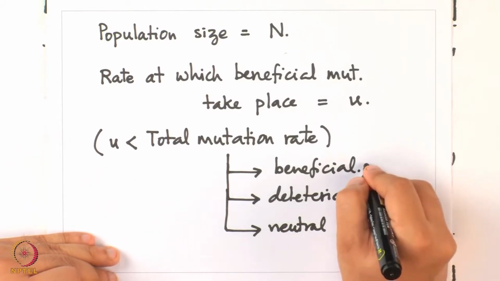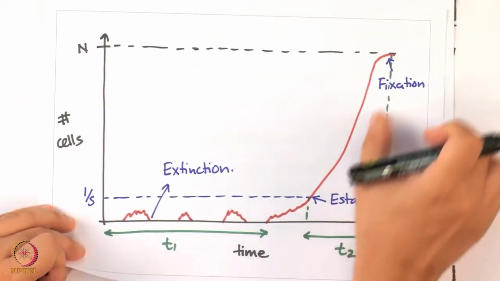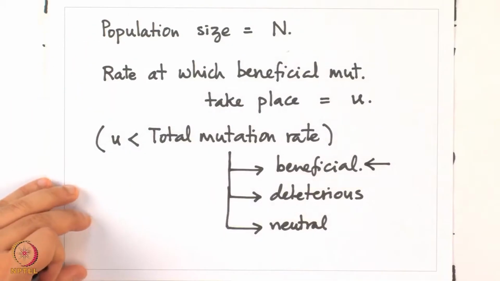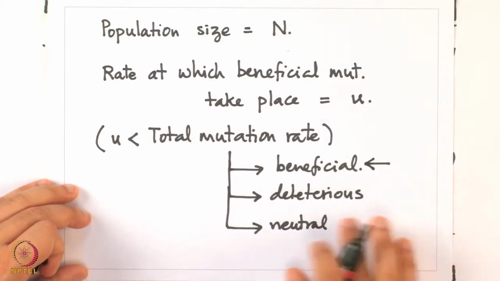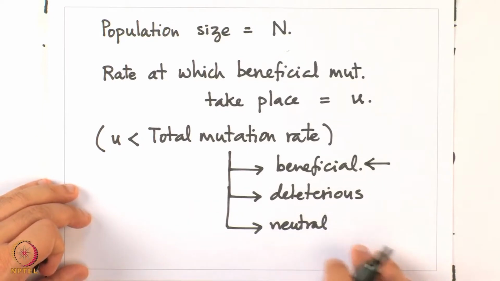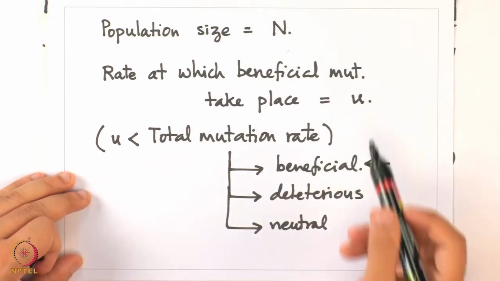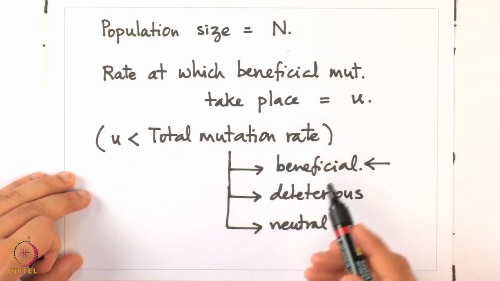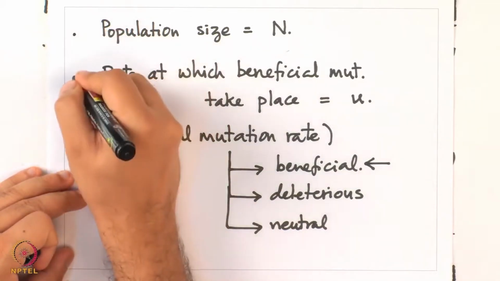So, we are only interested in beneficial mutations because those are the mutations which are going to get acted upon by selection leading to fixation. Deleterious mutations are going to be acted against by selection, and these will be removed from the population very rapidly, and we are not going to be discussing neutral mutation in our model. So, the rate at which beneficial mutation takes place is equal to mu, which is less than the total mutation rate associated with the population.